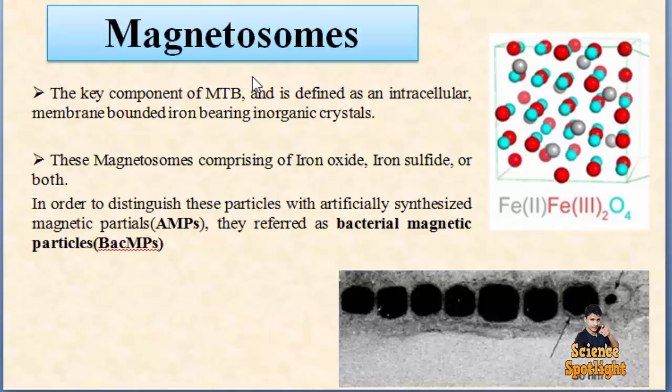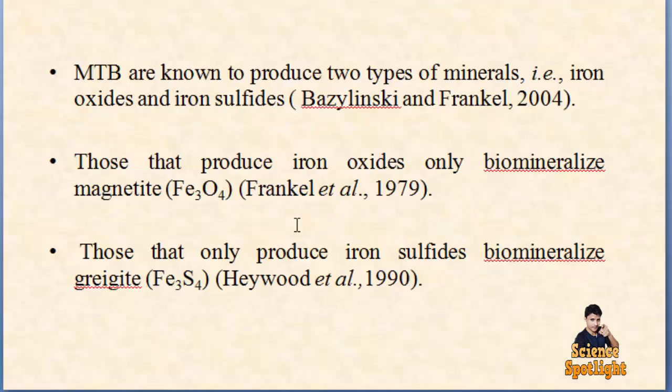And coming to one of the most important and core concepts of this organism, that is magnetosomes. Magnetosomes are the key component of magnetotactic bacteria, and they are defined as intracellular membrane-bounded iron-bearing inorganic crystals. Those magnetosomes comprise iron oxides, iron sulfides, or both. In order to distinguish these particles from artificially synthesized magnetic particles, they are usually referred to as bacterial magnetic particles. And magnetotactic bacteria are known to produce two types of minerals, iron oxides and iron sulfides.